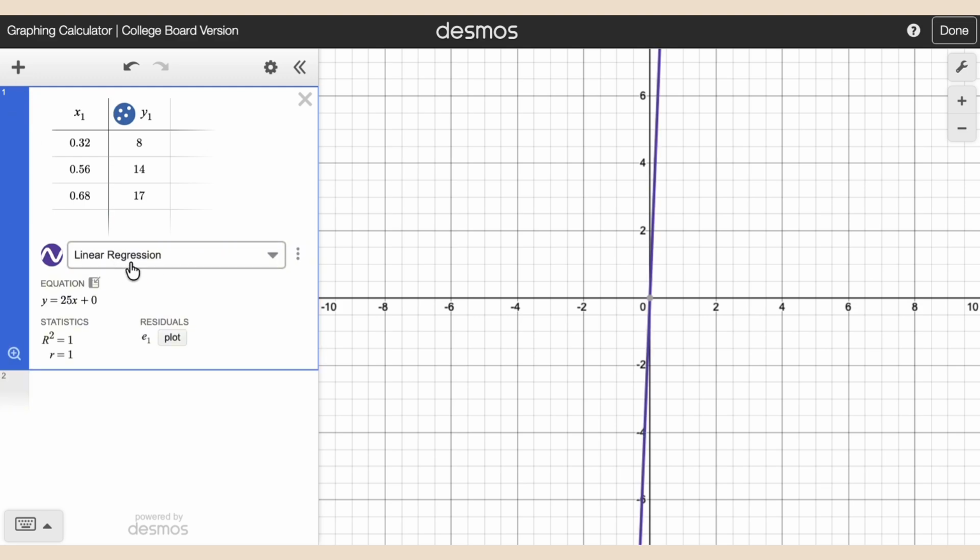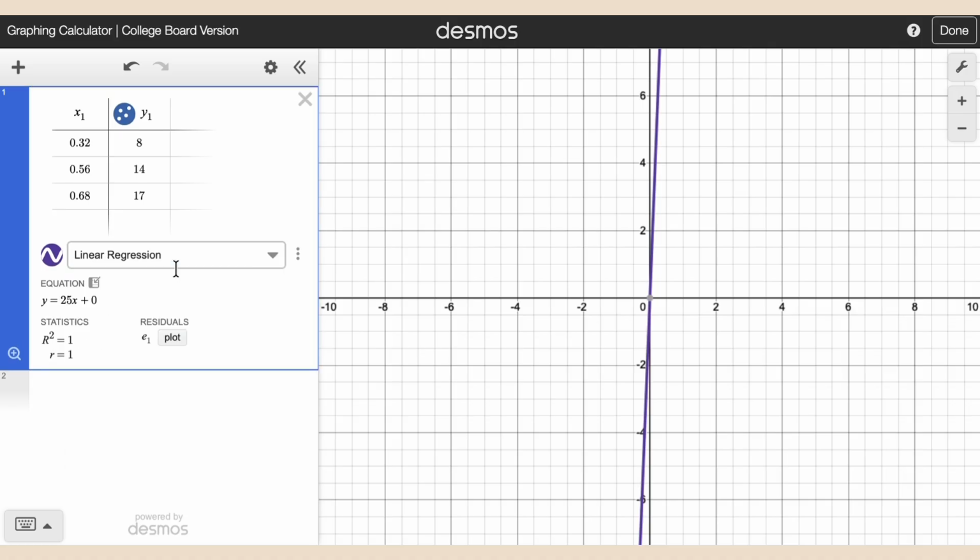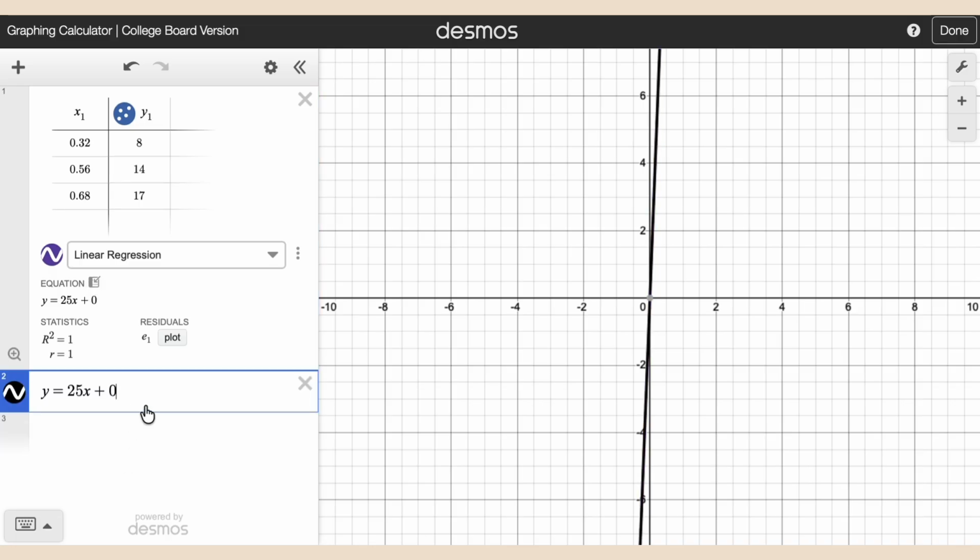Now, I'm going to click on the Add Regression option. And here, you can select from linear regression, quadratic regression, cubic, quartic, exponential, log, power, etc. But we need a linear equation. So we're going to choose the linear regression option. And there you go, we got our equation. It's 25x plus 0, because the y-intercept is 0, and the slope is 25. And as we chose earlier, the correct option is option C.